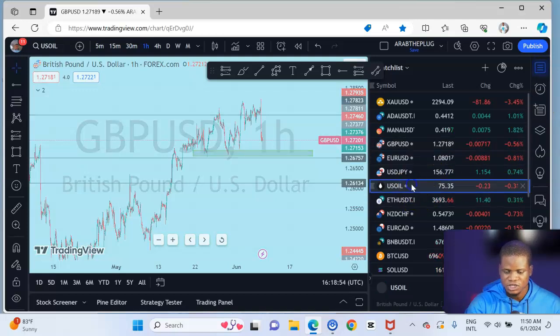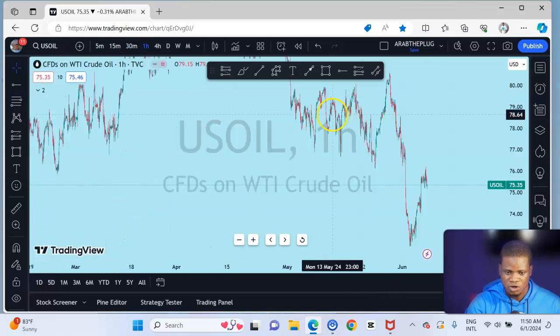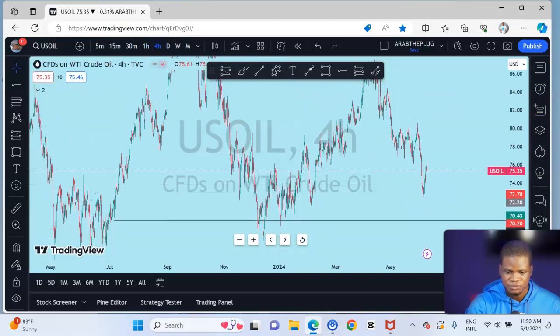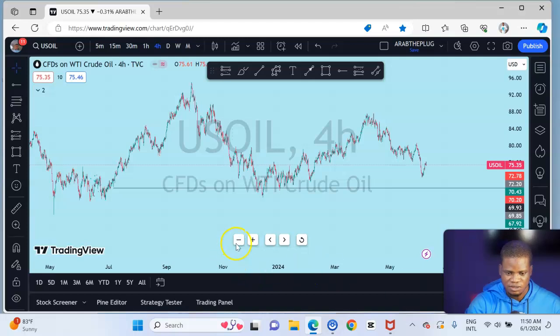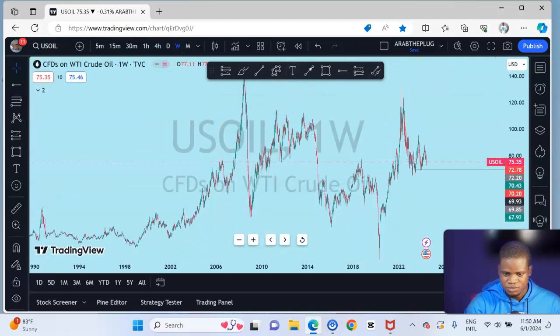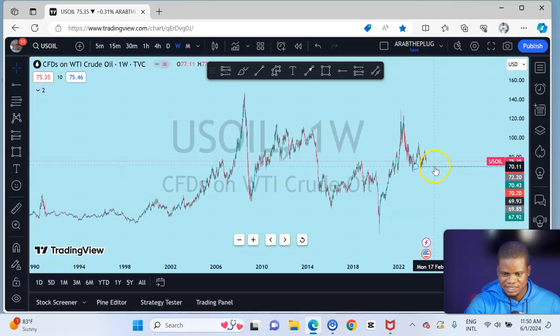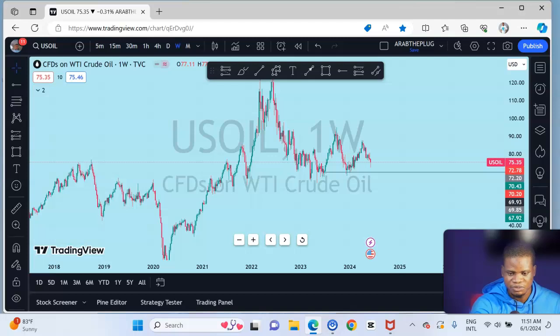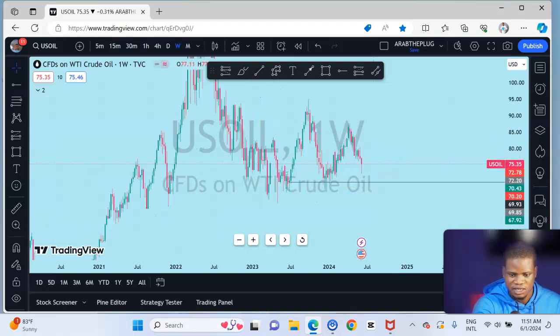So let's look at US oil, or crude oil, one of the assets that I trade in the forex market. Let's look at the weekly for US oil. This is a higher time frame. You see that the market is at a support on a higher time frame. So the time frame you trade depends on your areas of value. So this is a support. It's coming to a support on a higher time frame, and it's more like a demand zone.